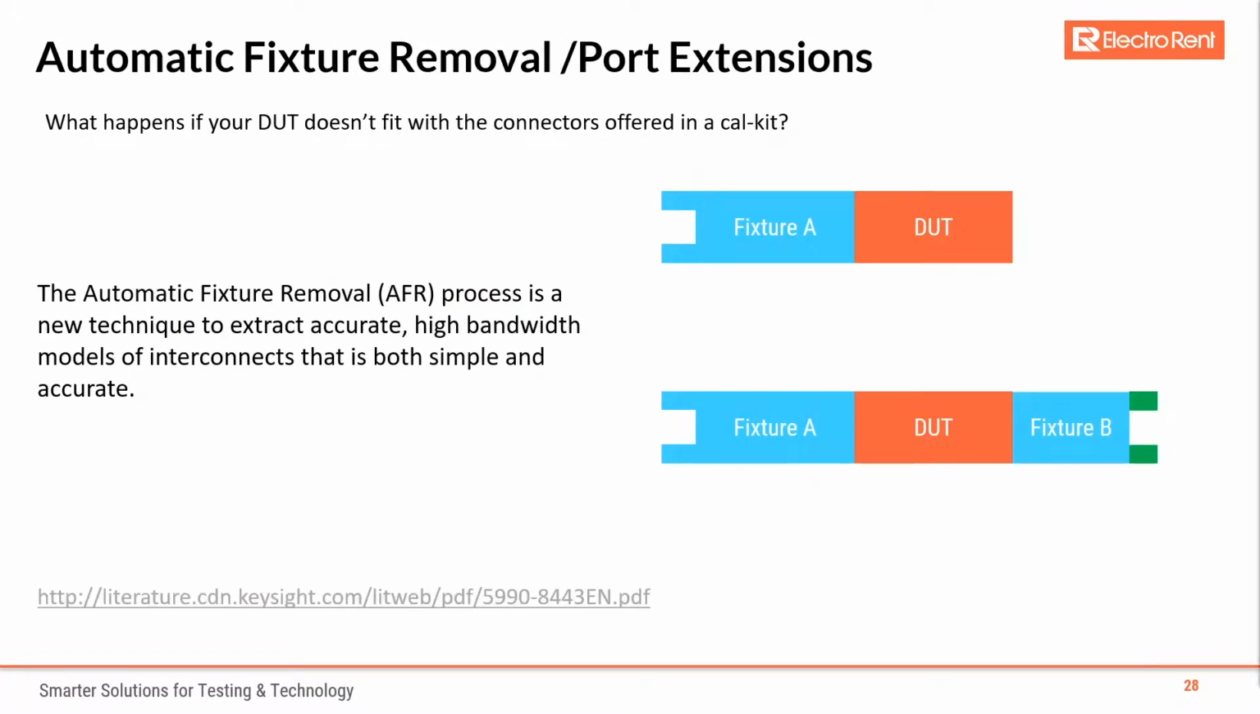Automatic fixture removal and port extensions. So what happens if your device under test just doesn't fit with the connectors that come with your cal kit? Keysight and Anritsu, for example, offer various VNAs with automatic fixture removal, or fixture extraction, as some of the OEMs call it. This technique can be applied to all interconnects, such as connectors, IC packages, certain cables, circuit board traces, PCB traces, and even vias. It has comparable accuracy to traditional TRL techniques, but is much easier to implement.